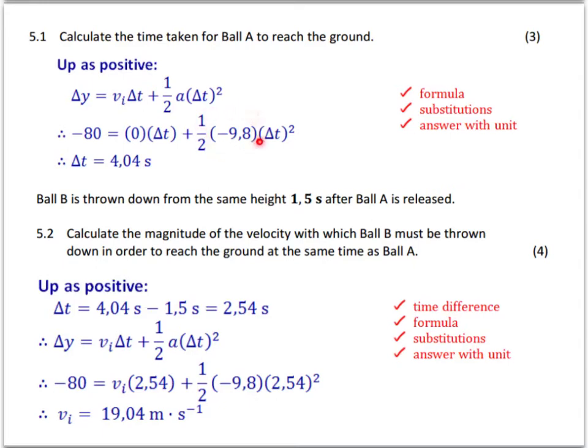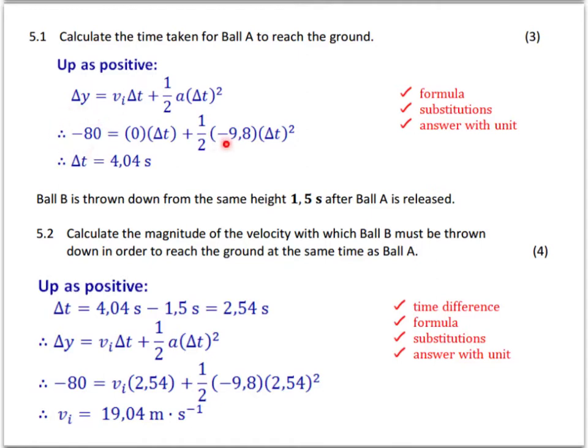The objects are in free fall, we're ignoring air resistance, so the acceleration must be the acceleration due to gravity, negative 9.8 meters per second squared. We do know that the initial velocity of object A is 0 meters per second because it's dropped from rest. And we know that the displacement undergone by object A is this 80 meters.